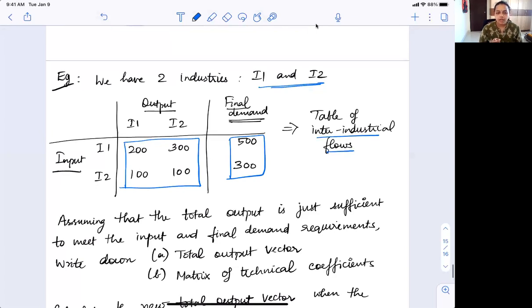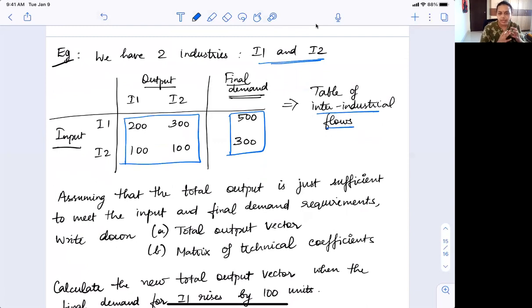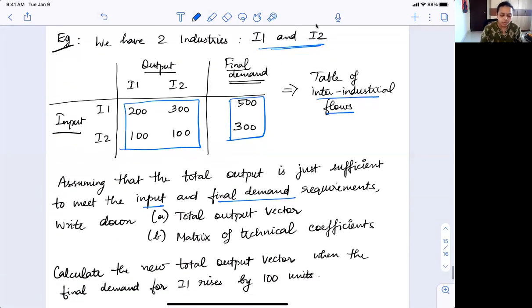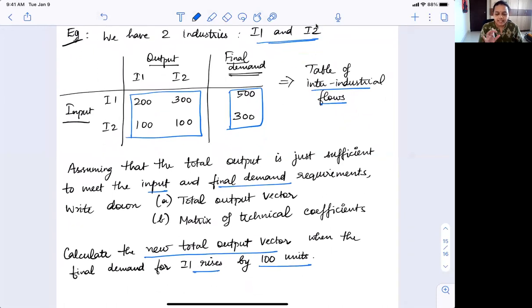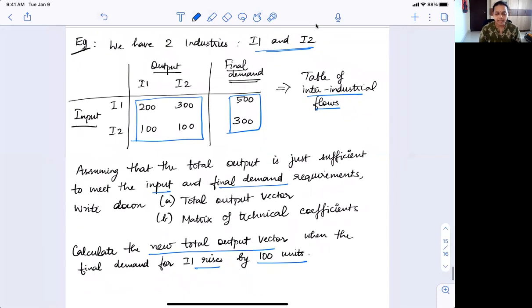Now, assuming that the total output produced by each industry is just sufficient to meet the input and final demand requirements, we are asked to write the total output vector. We are asked to find the matrix of technical coefficients. And once we have that information, we also want to compute the new total output vector when the final demand for the first product rises by 100 units. Now, let's take this question one part at a time.